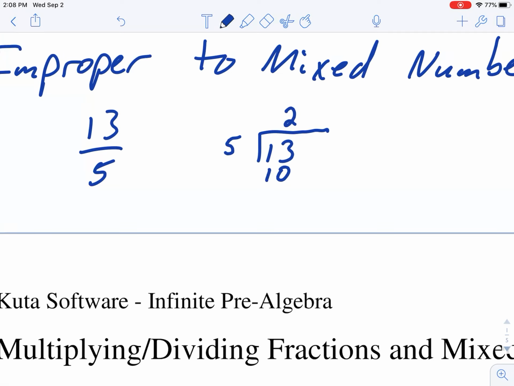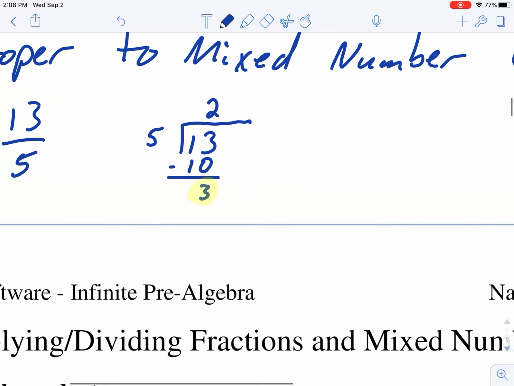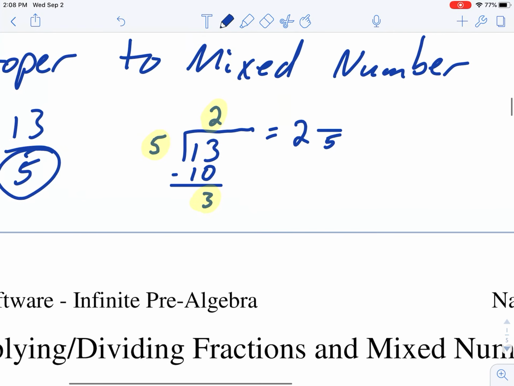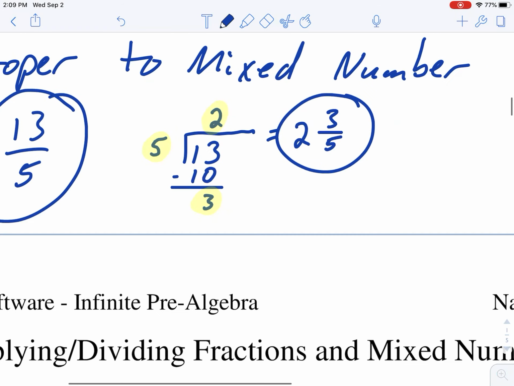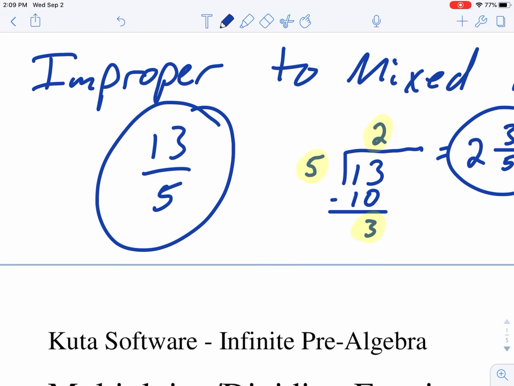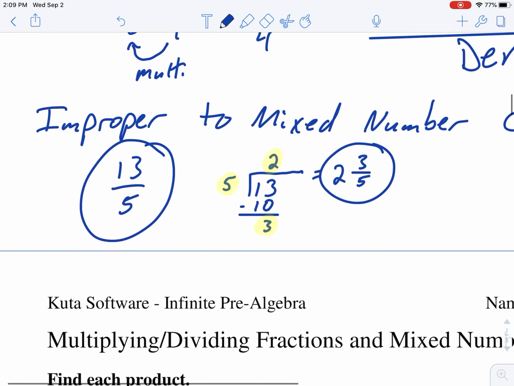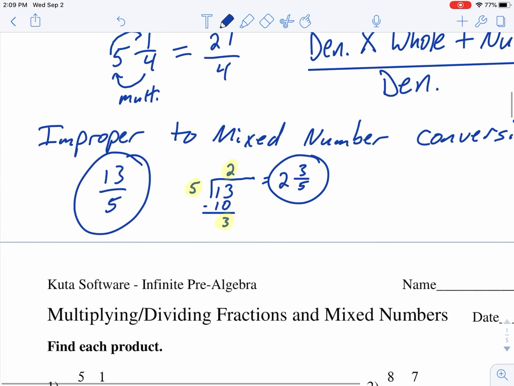I mean, 2 times 5 is 10, so that's close to 13. When you subtract that, you get 3 left over. Can you divide 5 into 3? No. This is what we called the remainder back in elementary school. But what we have here with these three numbers, the 2, the 3 remainder, and the 5 we divided by, is if we organize it like this, 2 is our whole number, 5 is our denominator, just like it was over here, and then that remainder 3 goes on top. That's the mixed number that corresponds to that improper fraction. So that long division process is a way to convert improper to mixed number.